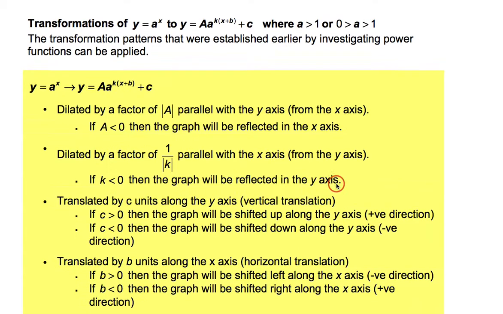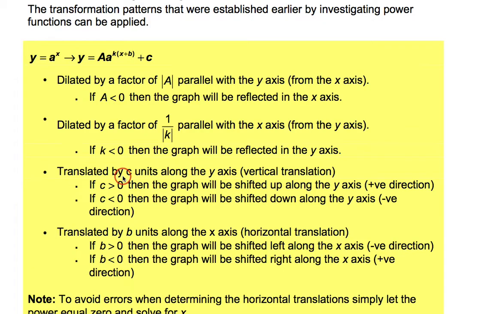We expect that. The effect of c: basically if c is positive, it shifts the entire graph up, so the whole graph is picked up and moved c units up along the y-axis. If c is less than 0, the whole graph is picked up and moved down along the y-axis.